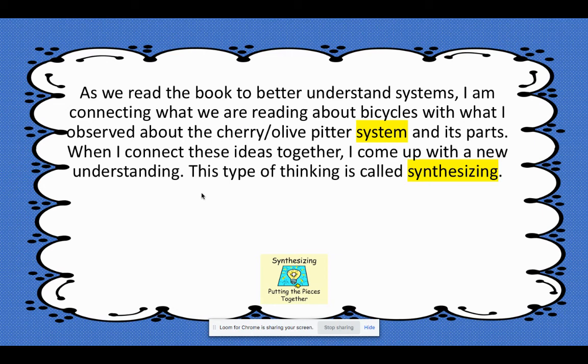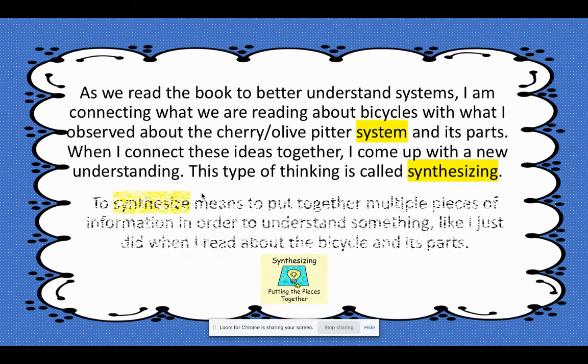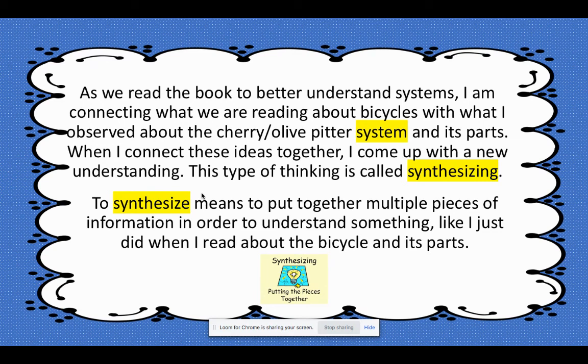As we read the book to better understand systems, I'm connecting what we are reading about bicycles with what I observed about the cherry olive pitter system and its parts. When I connect these ideas together, I come up with a new understanding. This type of thinking is called synthesizing, putting the pieces together. To synthesize means to put together multiple pieces of information in order to understand something, like I just did when I read about the bicycle and its parts.